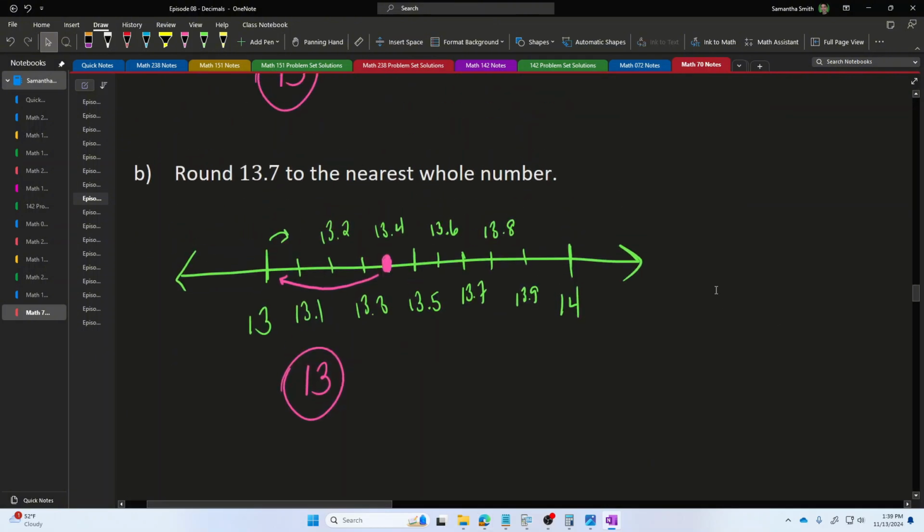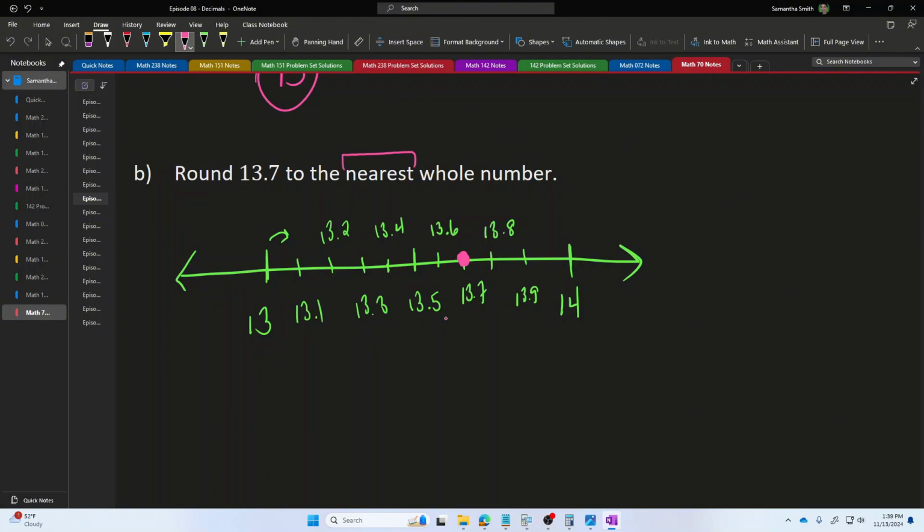What if I asked that same question, but about the number 13.7? If I mark 13.7 on this picture, it would be located over here on the right half of the picture. Now if I ask myself, what whole number is as close to 13.7 as possible? The nearest whole number would be 14, on the right side. 14 is much closer than 13 is in this case. So 14 would be the nearest whole number to which I would round 13.7.